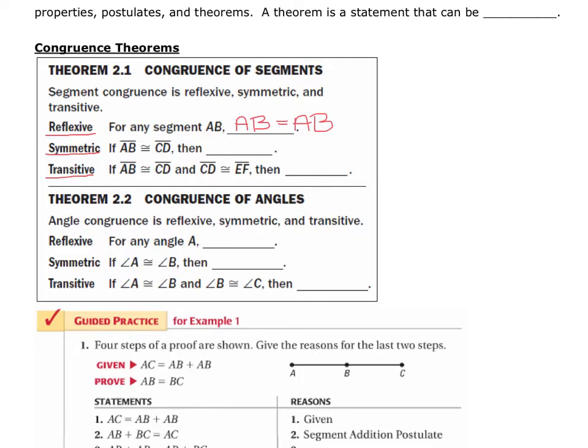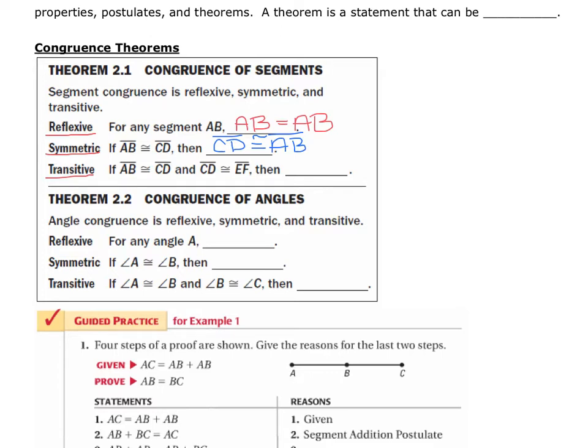The symmetric property is like when you fold something in half, then it is symmetrical on one side and the other. So what happens in the symmetric property is you can switch the order of things. If AB is congruent to CD, then it is also valid to say that CD is congruent to AB. Again, a lot of this is going to seem like common sense. It's stuff you probably already know, but now we're putting a new vocabulary word behind it. Remember at the very beginning of the year, I told you this class is about vocabulary. So here's another example of that.